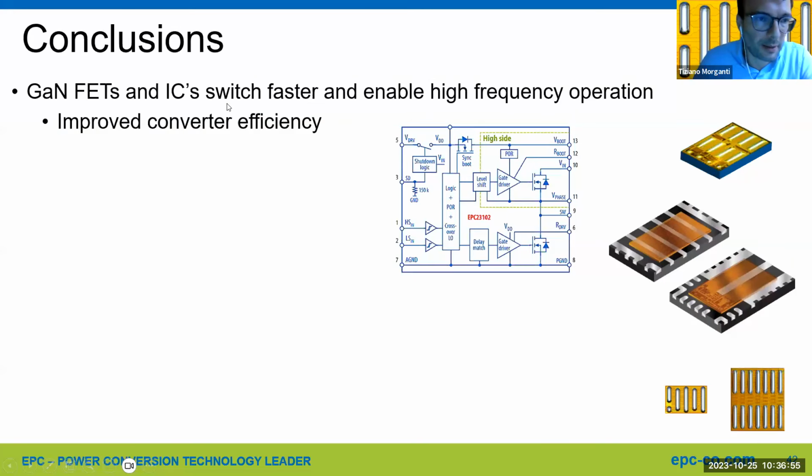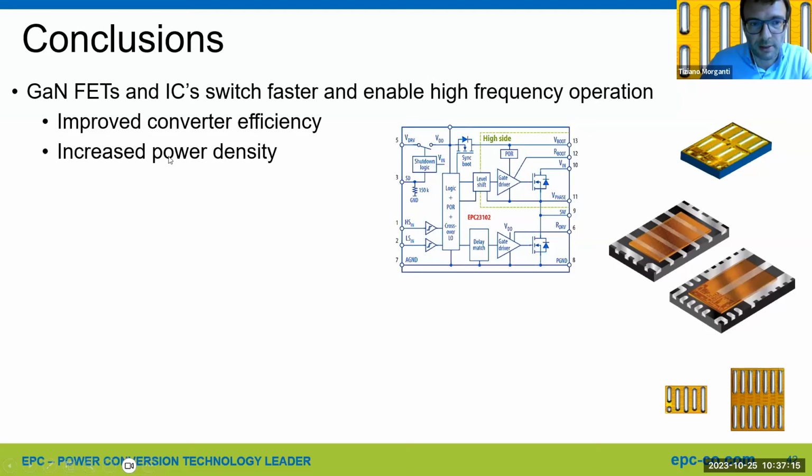Okay, so let's get to the conclusion of this presentation. So basically, we have seen our GaN FETs and ICs can switch with lower losses and can enable higher frequency operation. So this can improve the converter efficiency.